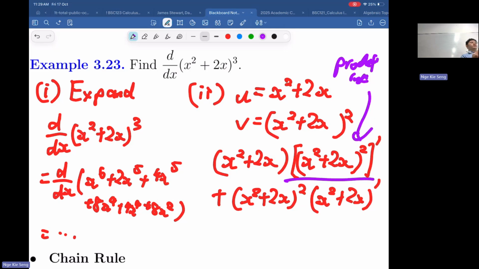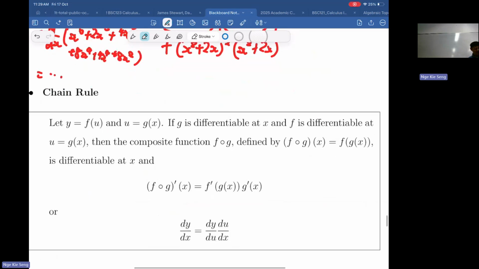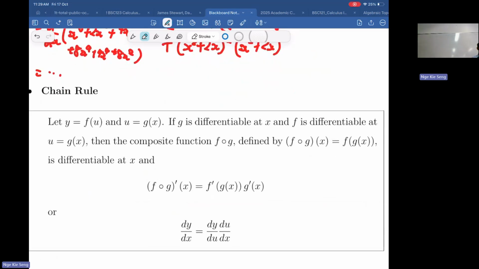But now we're going to introduce a new way called the chain rule, like what your friend said, substitution, change of variable, equivalent name. So what we're going to do is this. First let y equal f of u, to more easily describe our chain rule. And then we'll let u equal g of x. So this is the substitution described earlier.